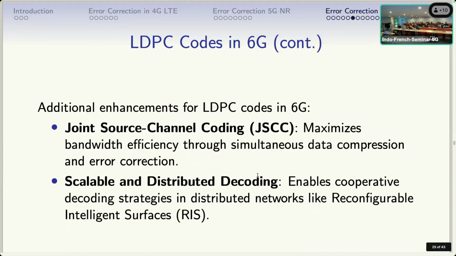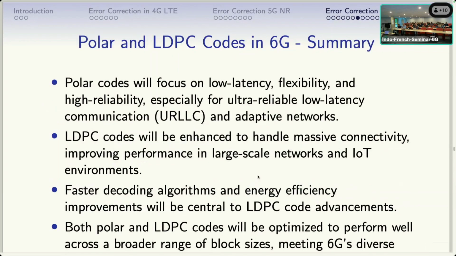And there is also a proposal like joint source channel coding, in which both the source coding and the channel coding would be considered together along with the LDPC codes, and scalable and distributed decoding, in which we would try to decode not by considering the entire graph. We would try to break the graph into modules, and accordingly address the decoding part. And this has also been suggested with these. So this is the summary of polar codes and LDPC codes that could be there in 6G.